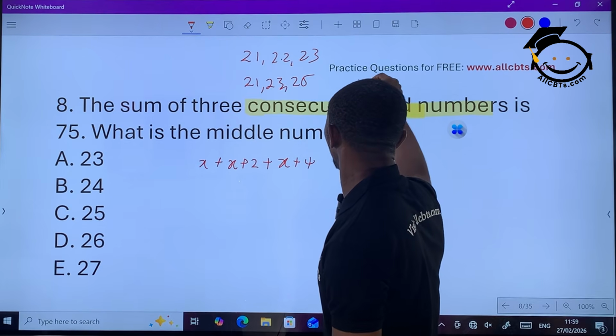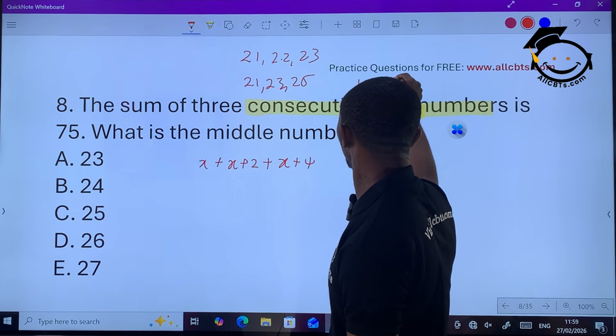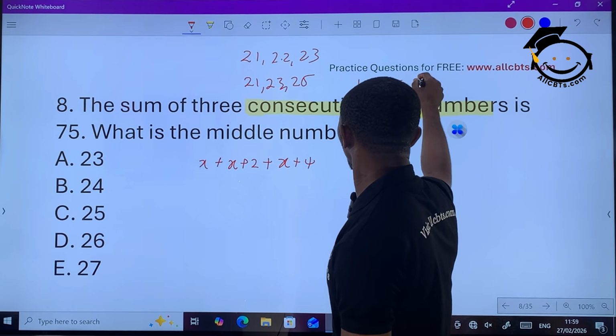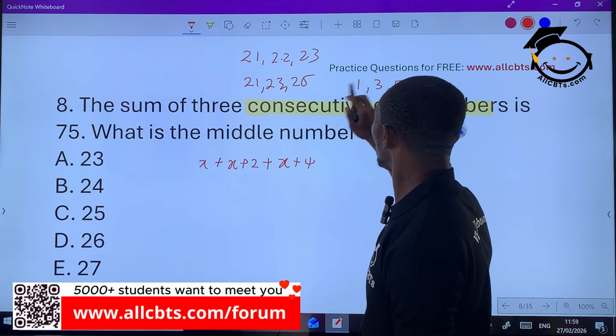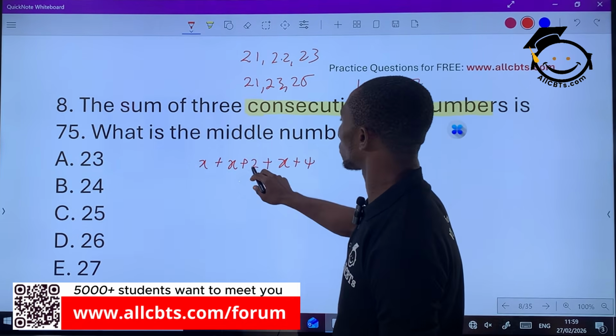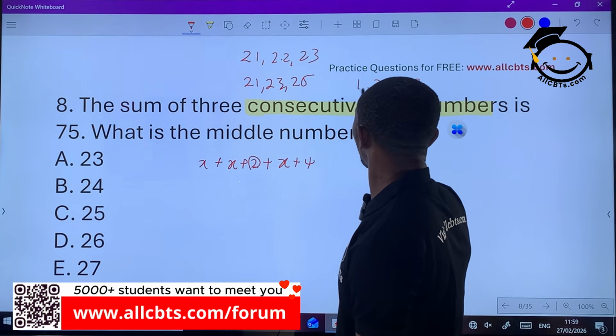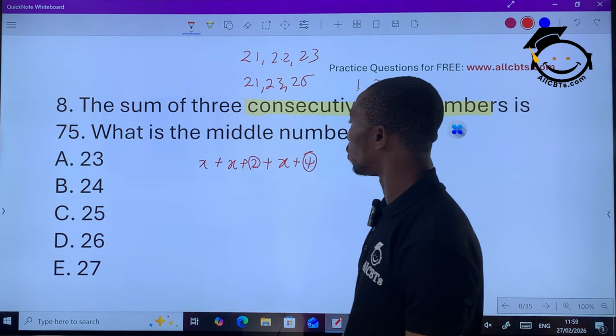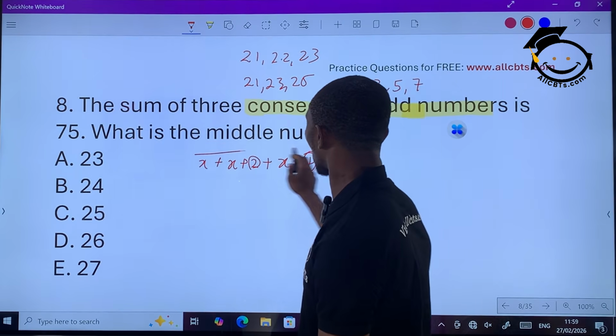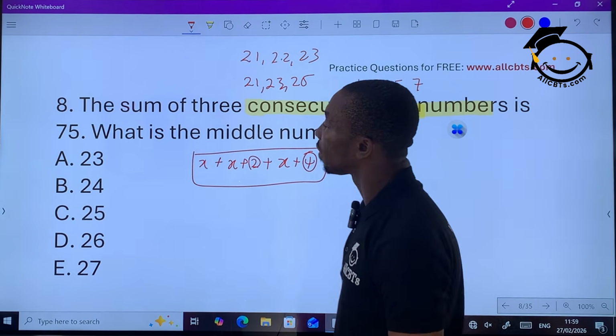Okay, let's look at 1. Next number is 3. Next number is 5. Next odd number is 7. So 3 minus 1 gives us 2. 5 minus 1 gives us 4. So these form consecutive odd numbers.